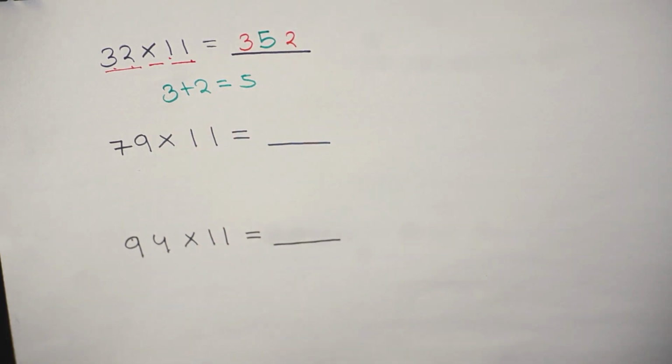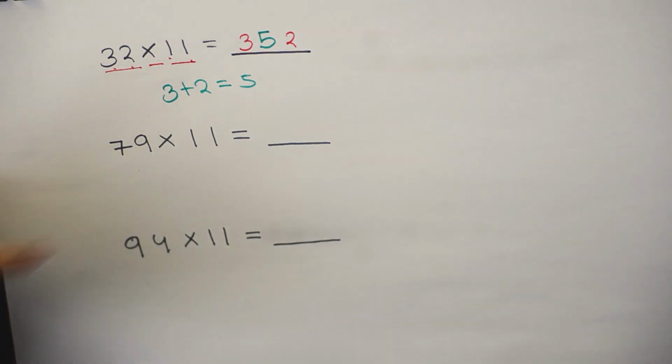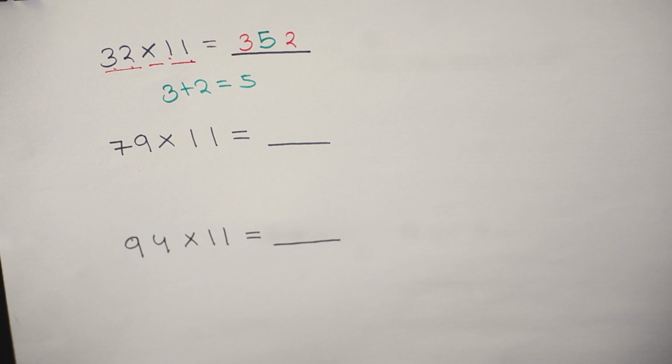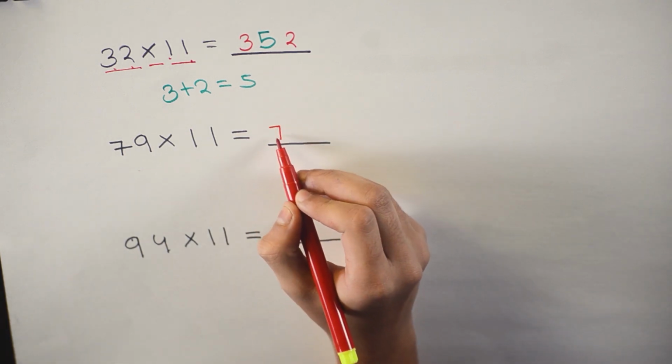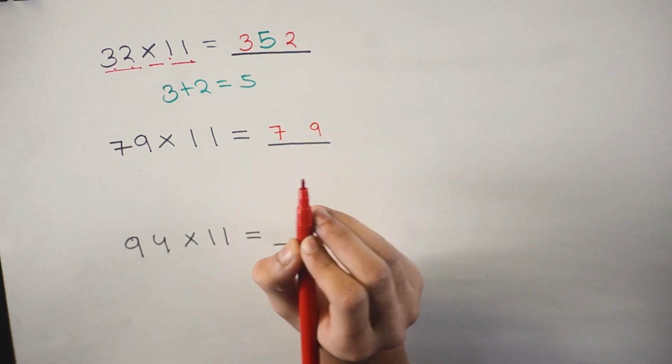Now for the next one, it is kind of like complicated, so pay attention to this one. Here also we will do the same thing. We will basically write 7 and 9, but no.